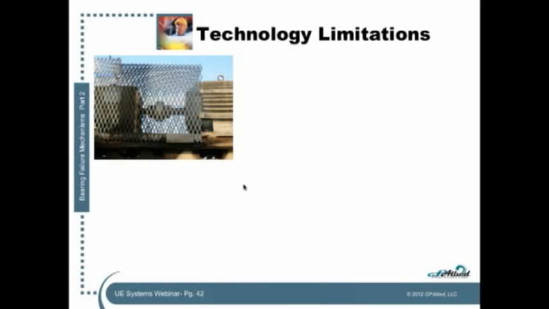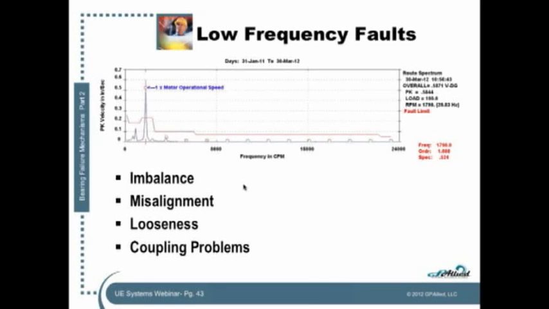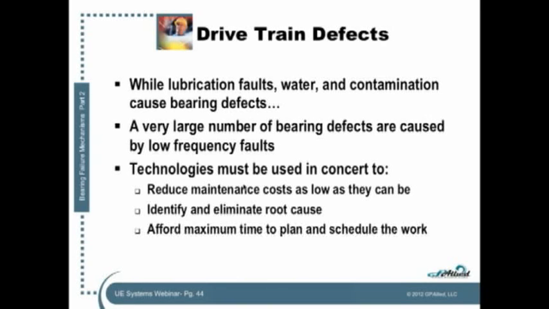So with respect to these technologies, it's all about finding those defects, but more importantly, it's about finding and eliminating the root cause of those defects, right? The lesson I'd really like you to take from this is we want the technologies to work in concert. And when they work in concert, then we can get the maintenance costs down to as low as they possibly can be. We can identify and eliminate root cause, and this gets us the maximum time to plan and schedule the work.